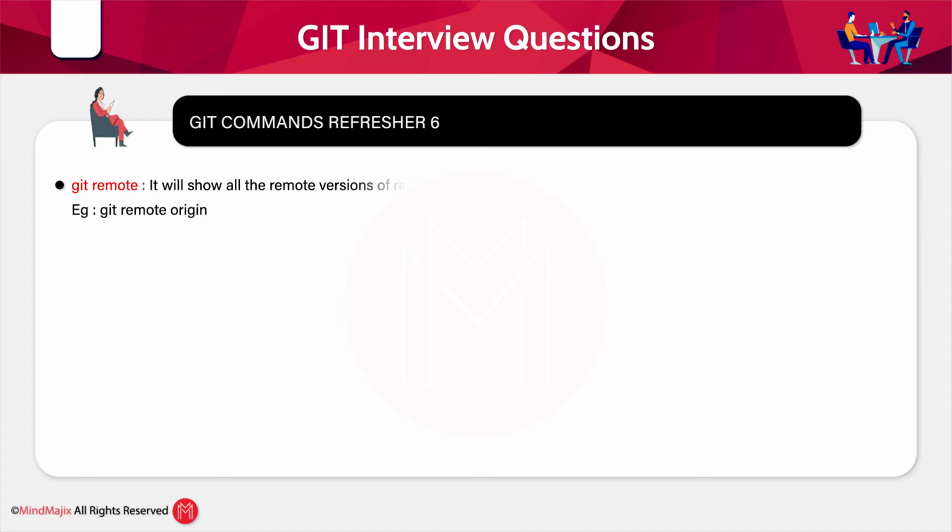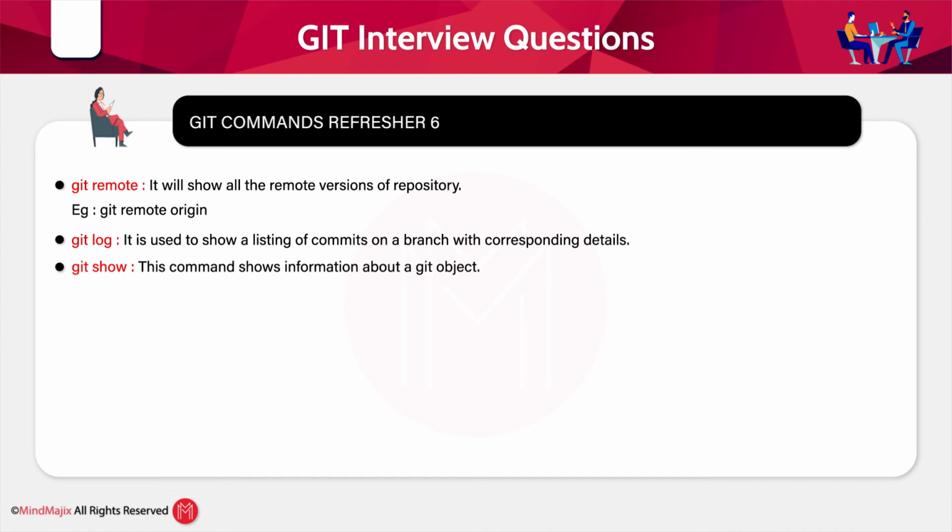See, git remote. It will show all the remote versions of that repository. Git log, we know, lists out all the commits. Git show, git object: this command shows the information about a Git object.